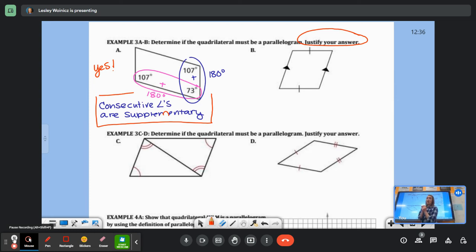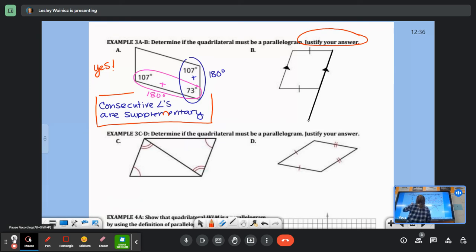So our conditions are, hey, put your phones away. Okay, we need both opposite pairs of sides to be parallel, or we need both opposite pairs of sides to be congruent, or we need one pair of opposite sides to be both parallel and congruent. And we don't actually have any of those. So this one is a no, and I will show you why.